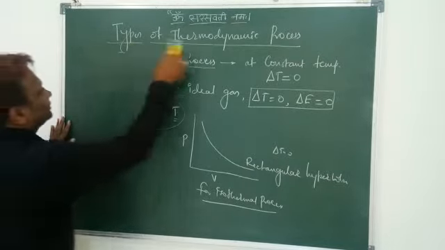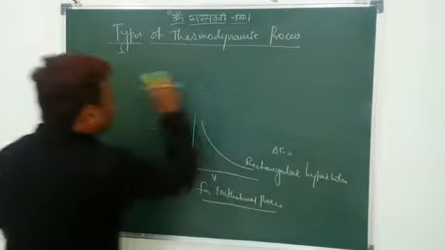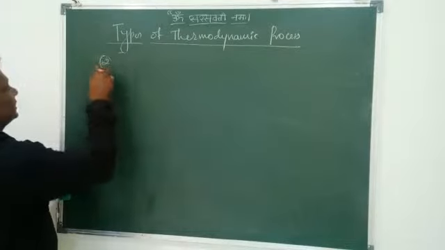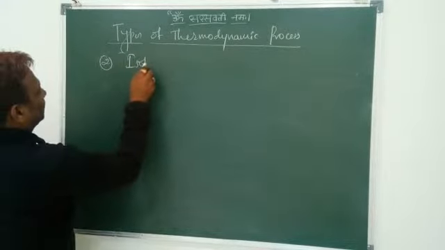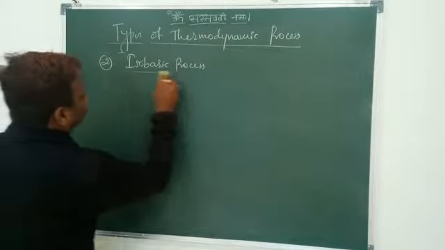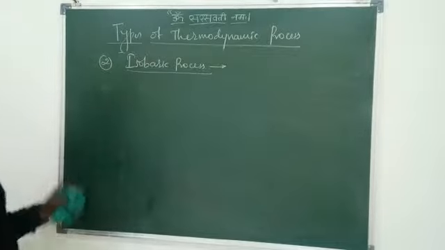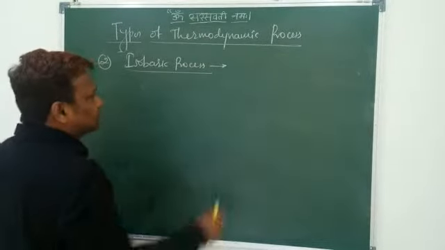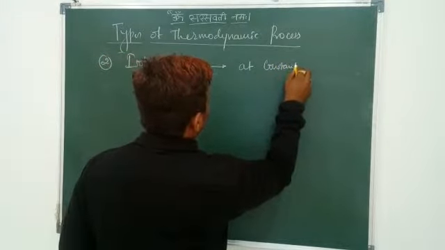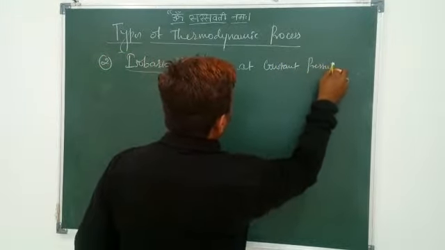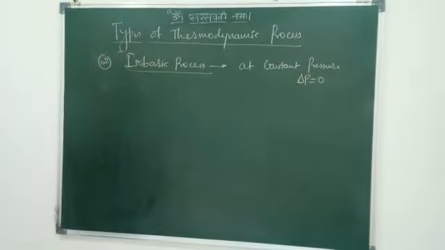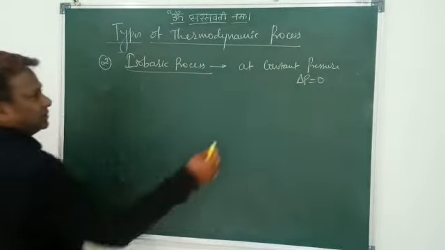The second type is the isobaric process. The isobaric process is a process which takes place at constant pressure. That means delta P equal to 0. The process which takes place at constant pressure, delta P 0.